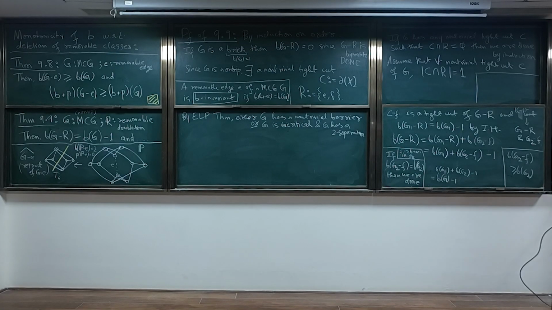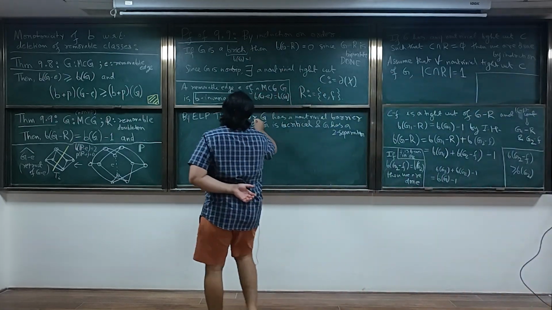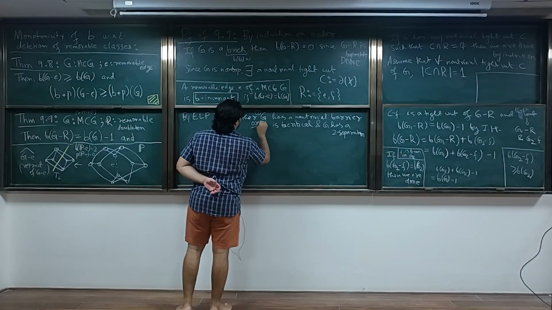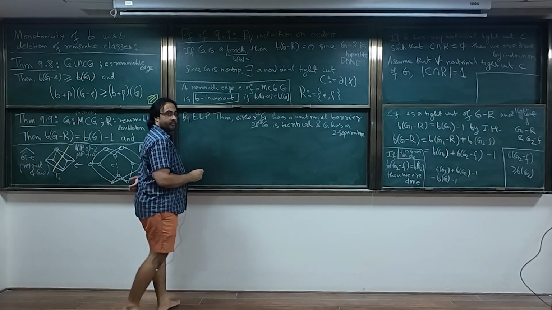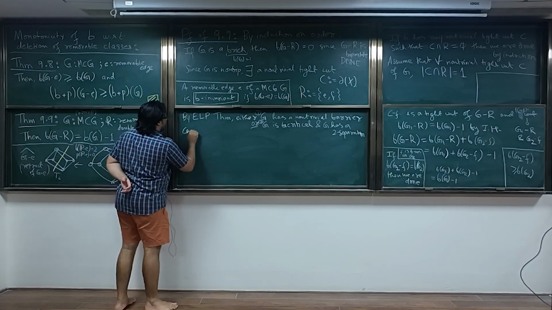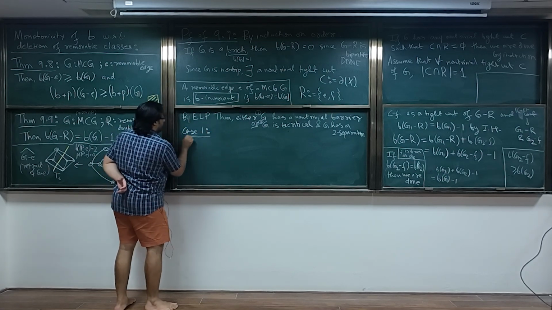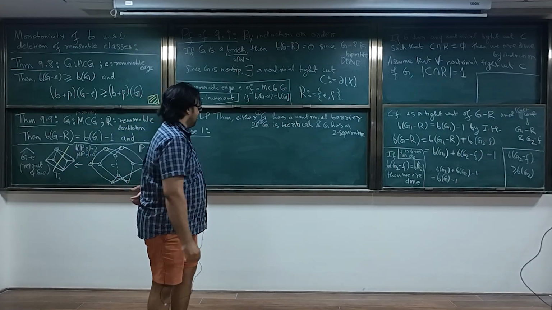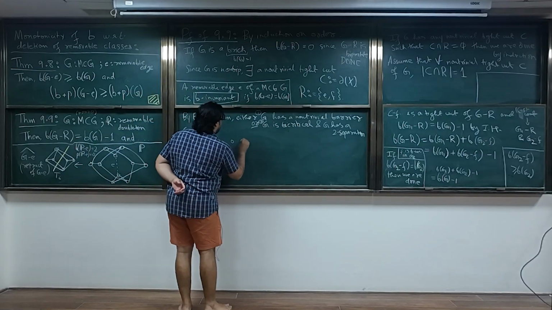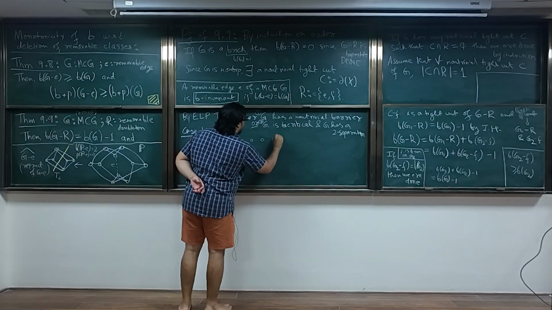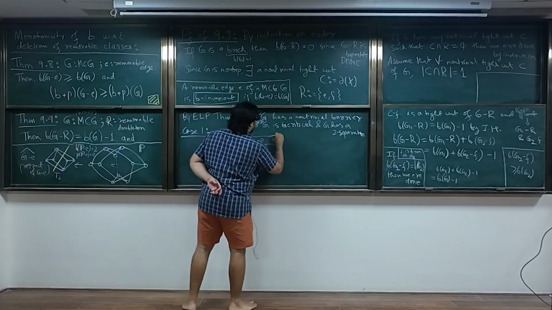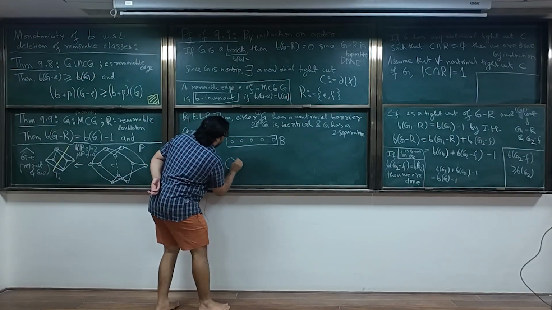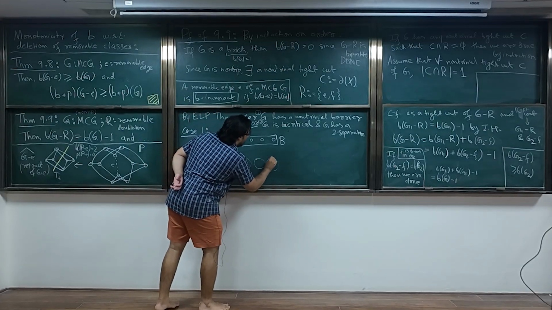So let's consider case 1. G has a non-trivial barrier. So let's draw a non-trivial barrier. This is my barrier B, and I have a bunch of odd components.